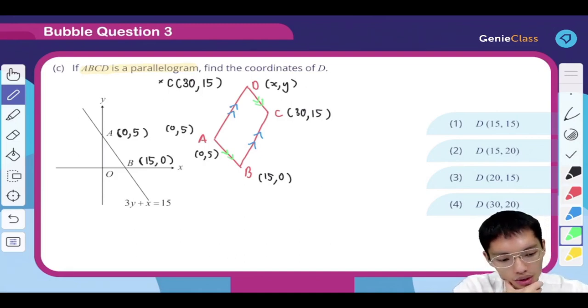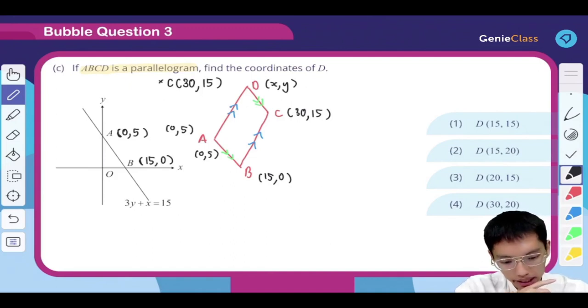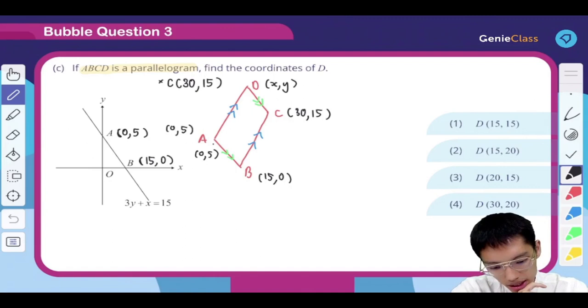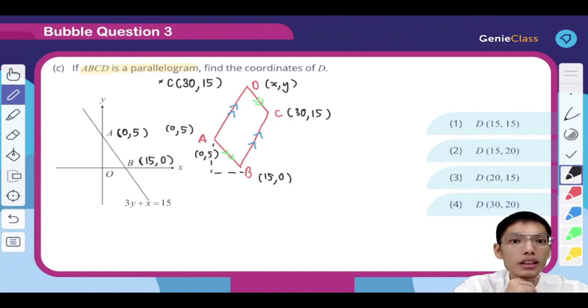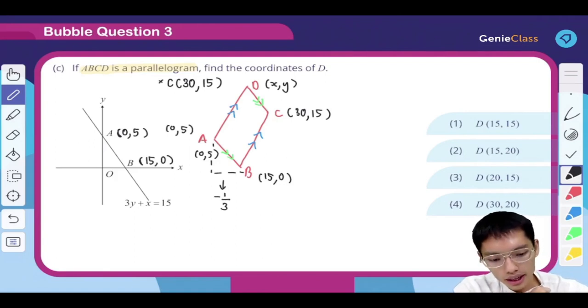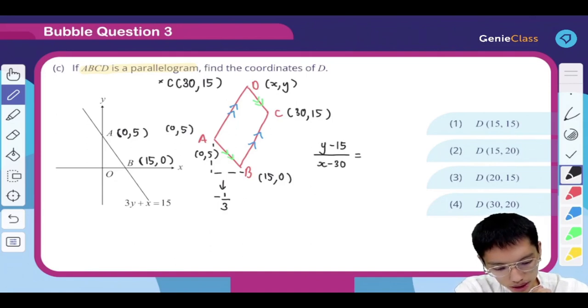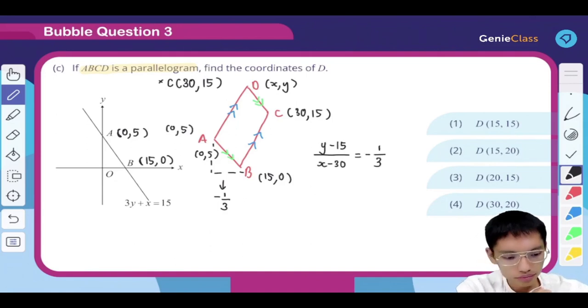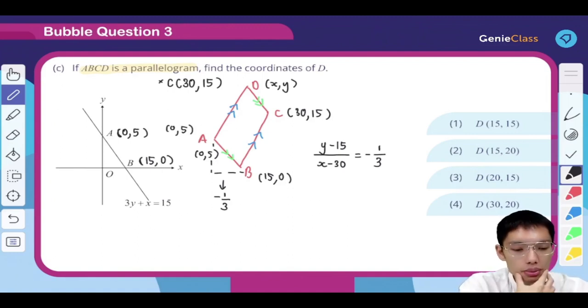They are the same. So if we were to calculate, say, the gradient of AB at that time, we know AB is in this case -1/3. We have calculated before. Our gradient before that is -1/3. So the gradient in this case, (y - 15)/(x - 30), should be -1/3. Correct? Make sense? It should be this case over here.